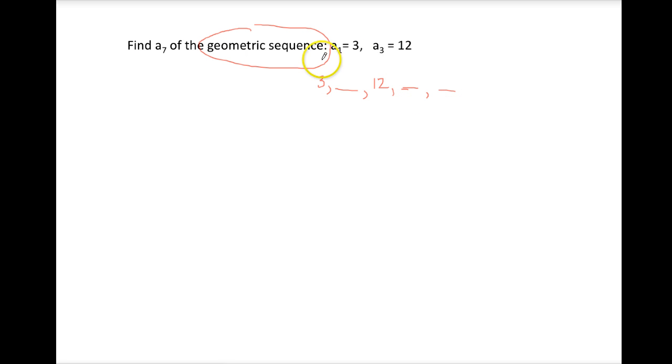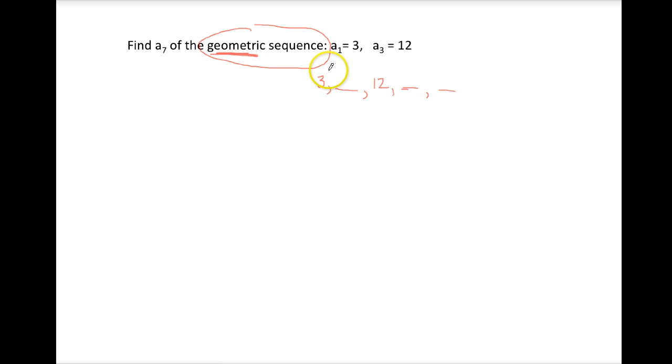It would be helpful to know what number we're multiplying by each time in order to create this sequence, and you can use trial and error. You can try out numbers to see how you would get from 3 to a number here to 12 by multiplying by the same number each time, or you can use algebra, which is what I'm going to show you how to do. Okay, so coming back to geometric sequence, we know that means multiplying by the same number each time. So we could theoretically say we have this number. We don't know what it is.